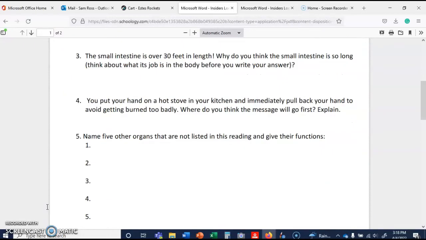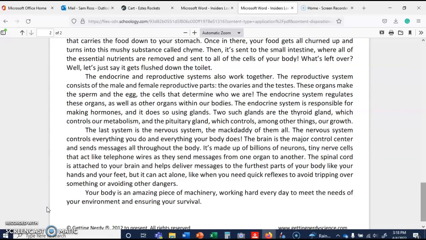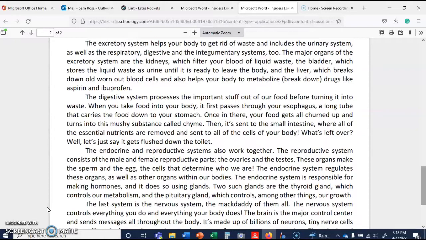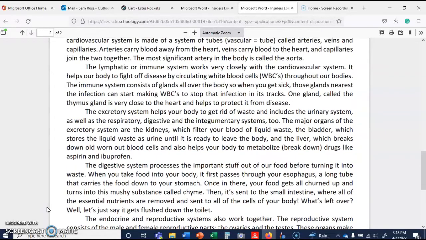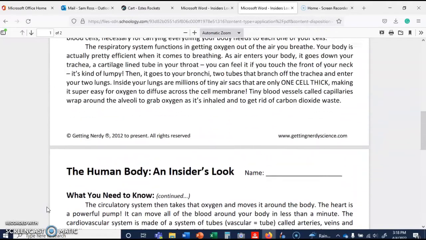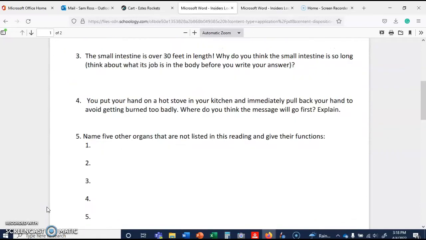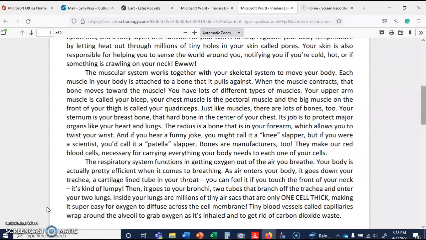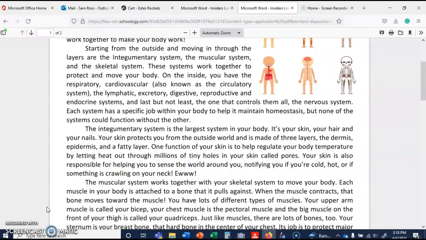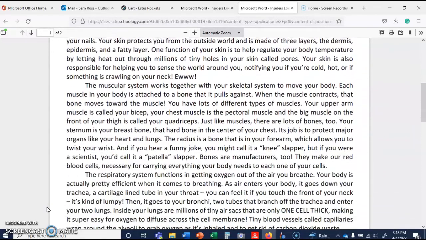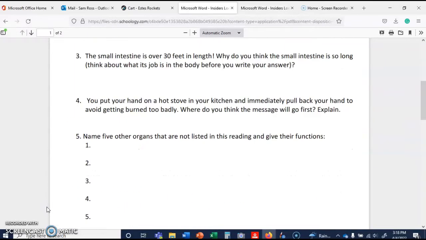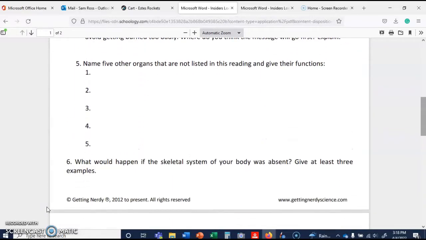Name 5 other organs that aren't listed in this reading and give their functions. So there are lots of organs listed here: the stomach, the esophagus, the bladder. It wants you to find 5 organs that aren't listed in this article. I don't think it lists the spleen. I'm not sure it lists the appendix. So there's a couple, and you'll have to put the functions there.